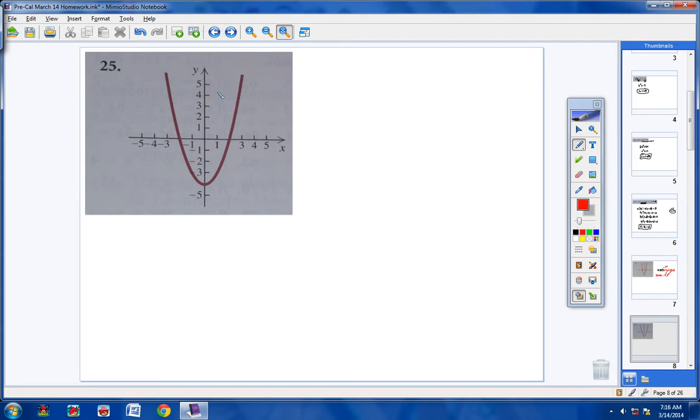They want us to list out the zeros and the x-intercepts. So very quickly I will do that. The x-intercepts would be... here's 1 and here's 1, and everything is in increments of 1. So one x-intercept is negative 2 comma 0. The other x-intercept is 2 comma 0.